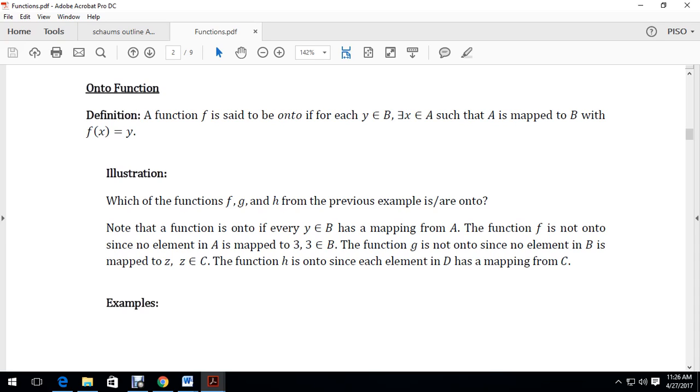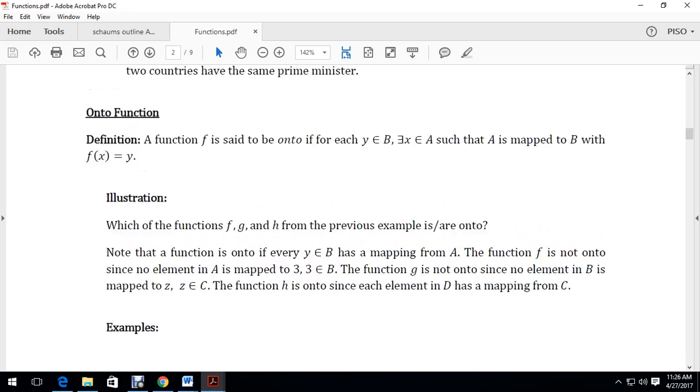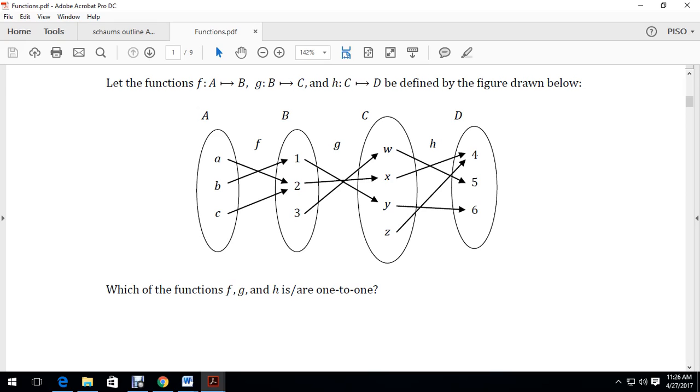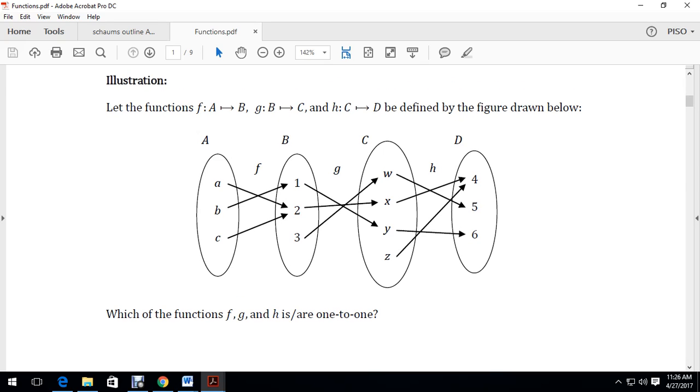So let's have the illustration here. Which of the functions f, g, and h from the previous example are said to be an onto function? Okay, so from the previous illustration, again we have the four sets arranged in a row, and we have the following functions: the mapping from A to B as f, the mapping from B to C as g, and the mapping from C to D as h.